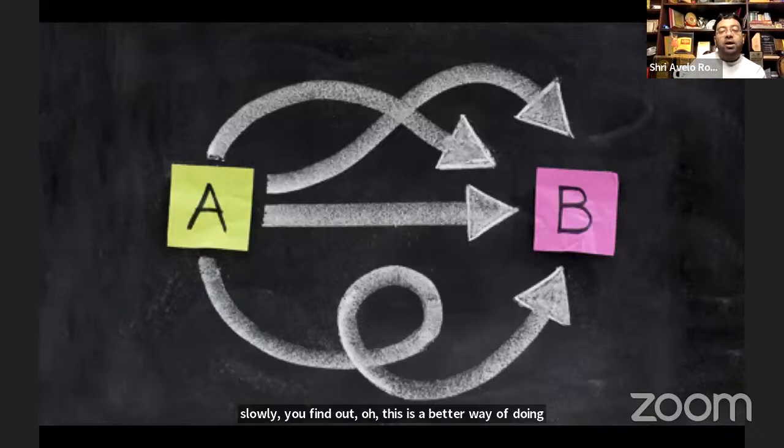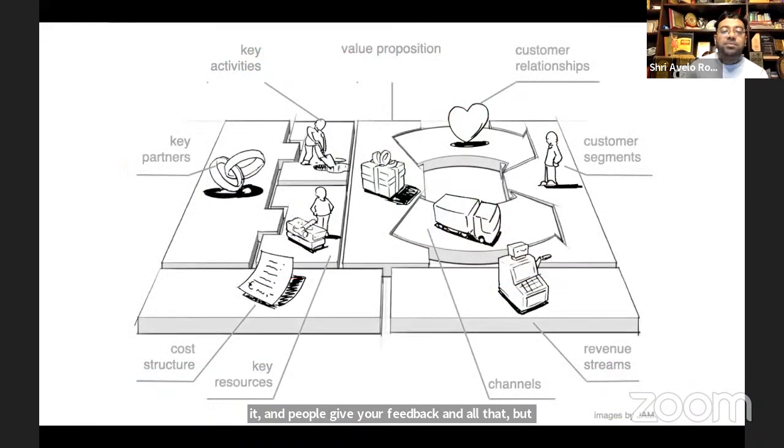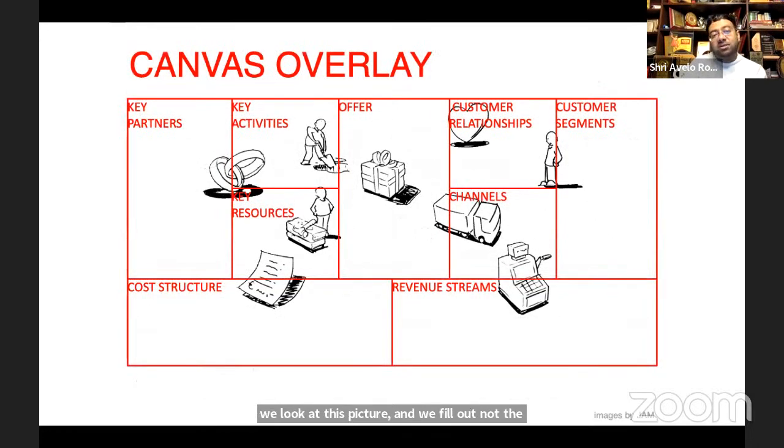But also, going back to this aspect, when you have a thriving business and a running business, and you have reached a certain plateau, and you're wondering, why am I stuck at 10 crores? Why am I not moving to 15 crores? It is important that we look at this picture and we fill out this business model canvas, and thereby you will see the weak link in your chain, right?